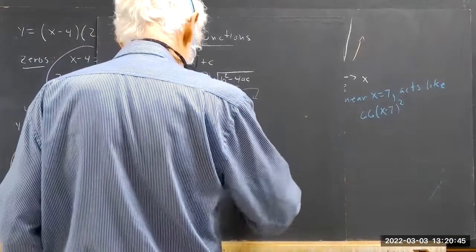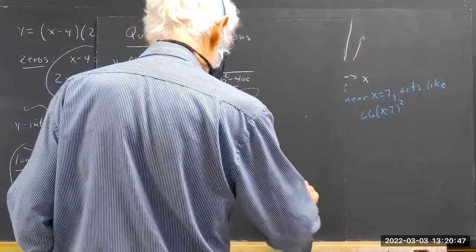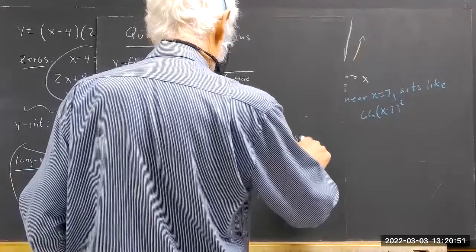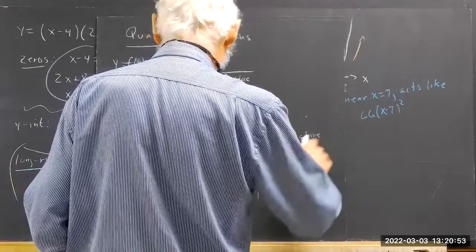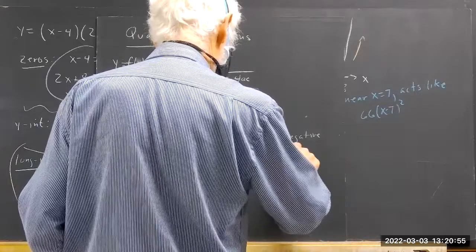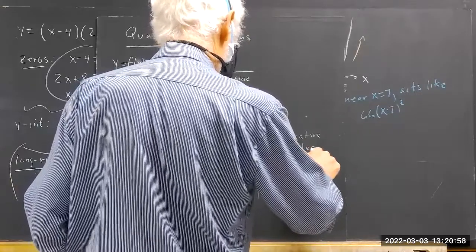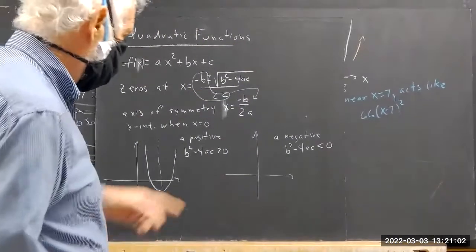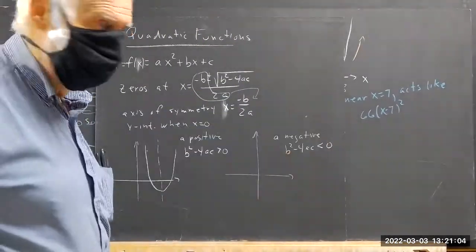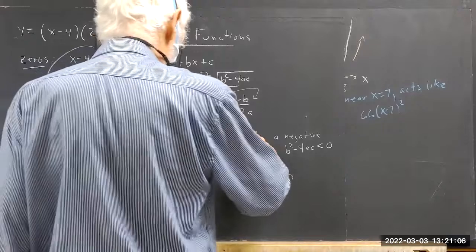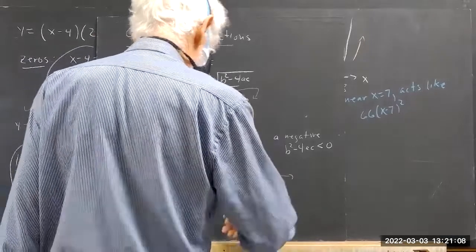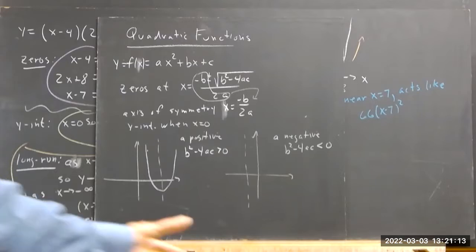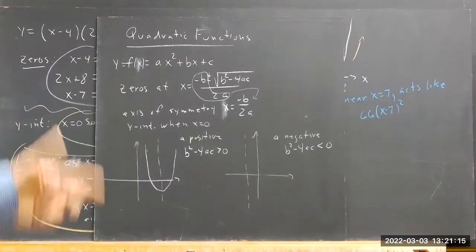Okay, let me ask you this. Now, what if a is negative and b squared minus 4ac is less than 0, meaning it's negative? Draw your axis of symmetry anywhere you like. I'll draw one here if you have to decide where to put it. Sketch me a graph that satisfies that.